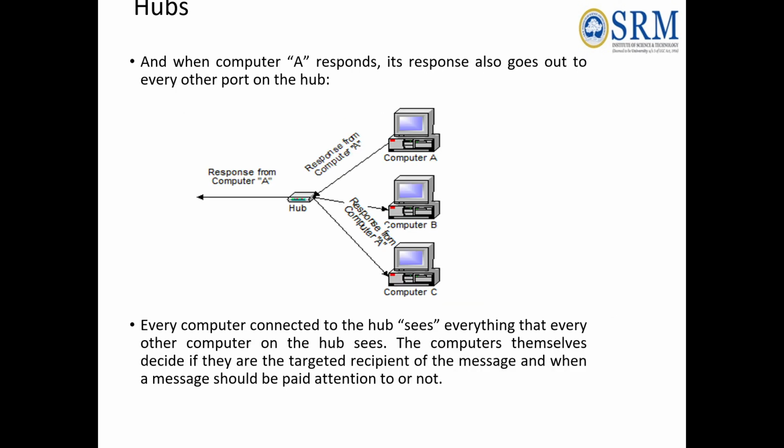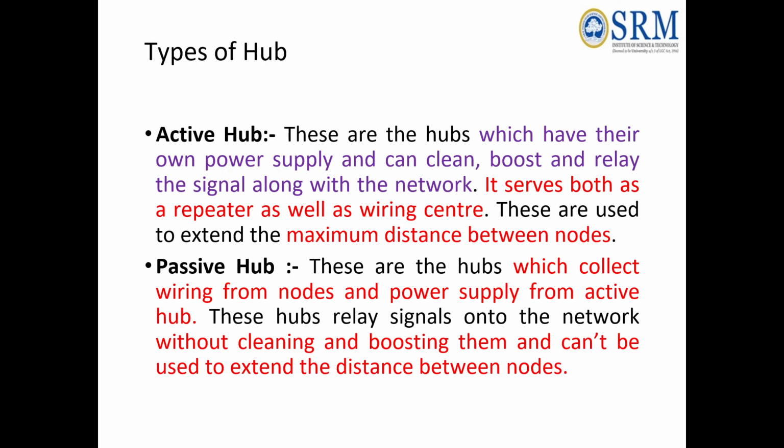When computer A responds, its response also goes out to every other port on the hub. Every computer connected to the hub sees everything that every other computer on the hub sees. The computers themselves decide if they are the targeted recipient of the message and whether the message should be paid attention to or not. Types of hub: active hub and passive hub.